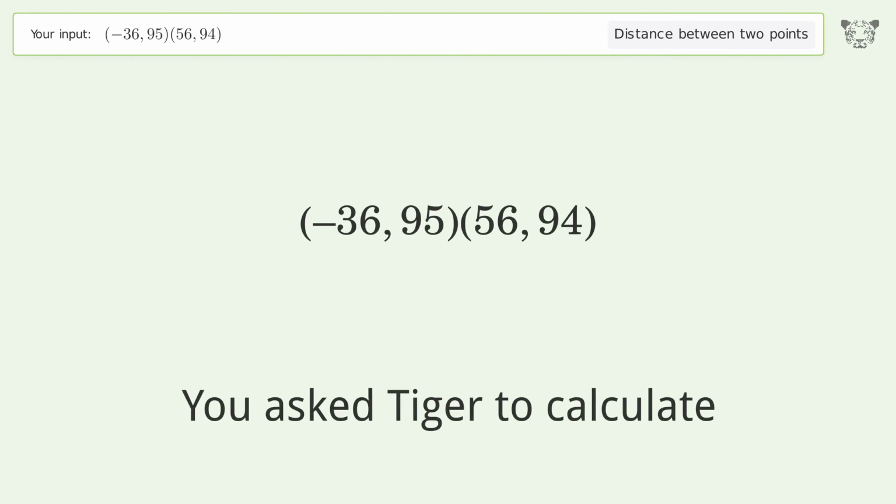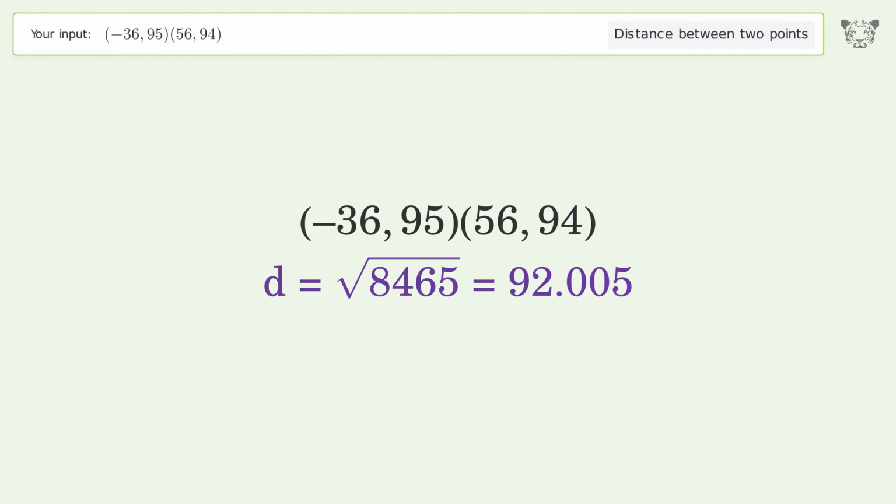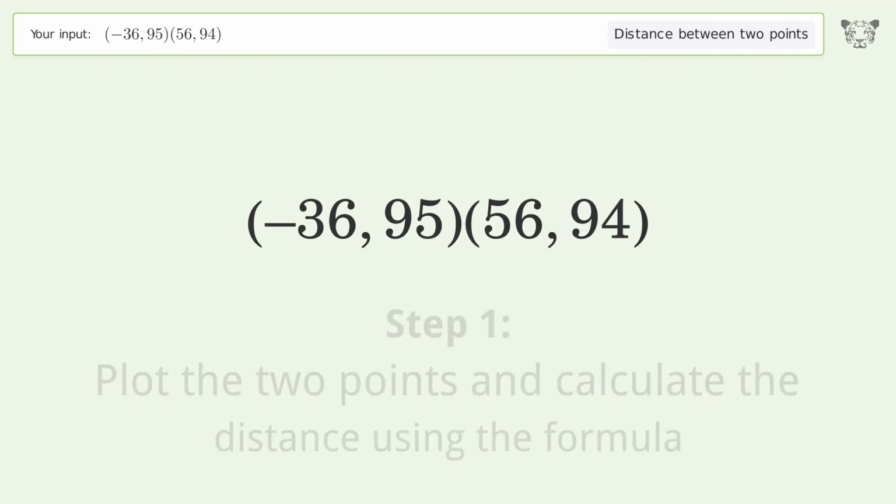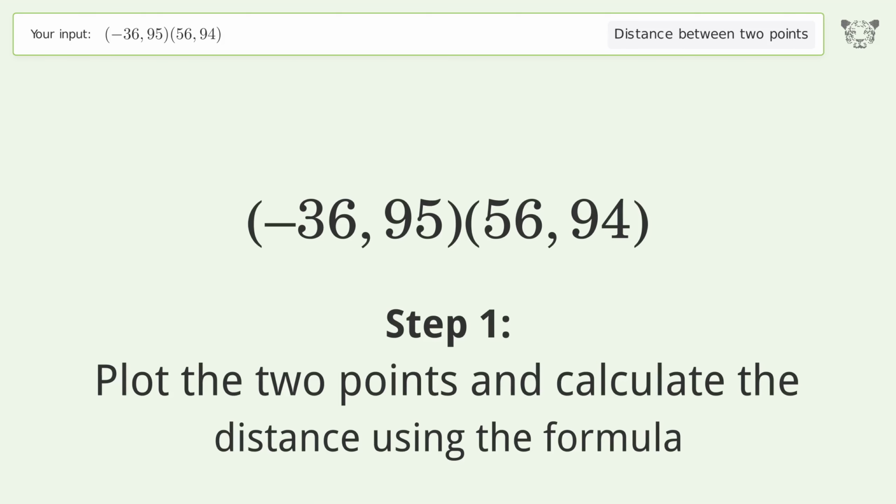You ask Tiger to calculate. This deals with the distance between 2 points. The distance between the 2 points is the square root of 8,465 or 92.005. Let's solve it step by step. Plot the 2 points and calculate the distance using the formula.